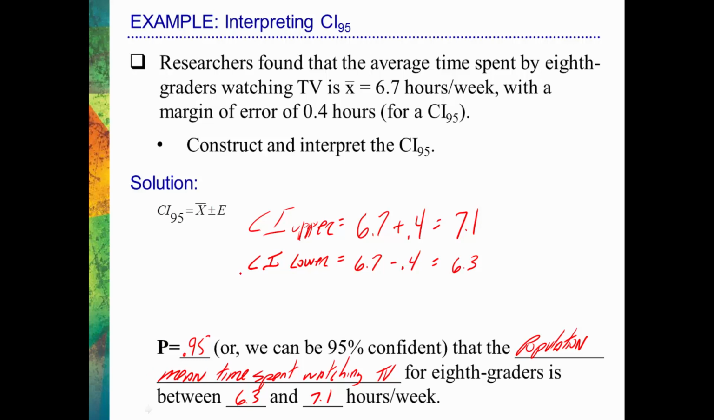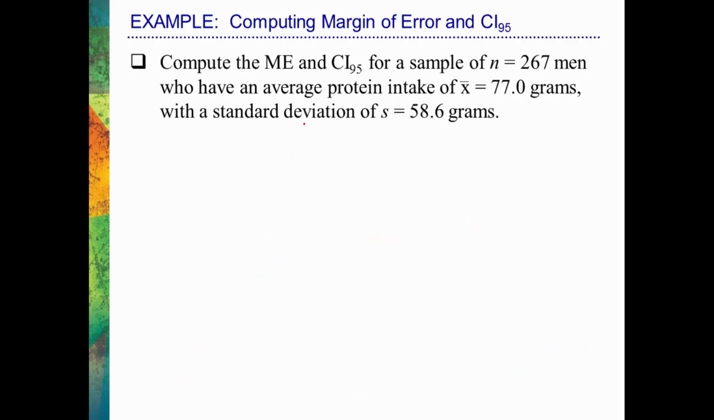Let's go through another example, and in this example we'll compute the margin of error. So compute the margin of error in the 95% confidence interval for a sample of 267 men who have an average protein intake of 77 grams. So X bar is representing the sample mean of 77 grams with the standard deviation of 58.6 grams, and S represents a sample standard deviation. So let's look at our solution.